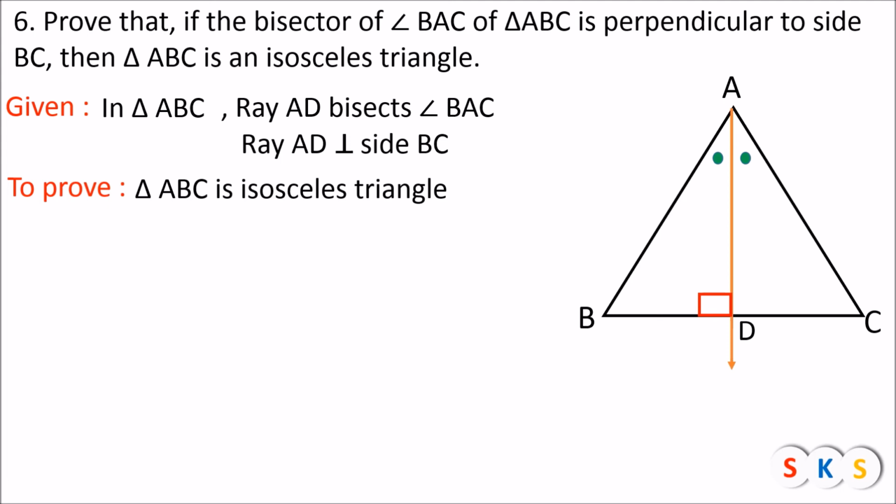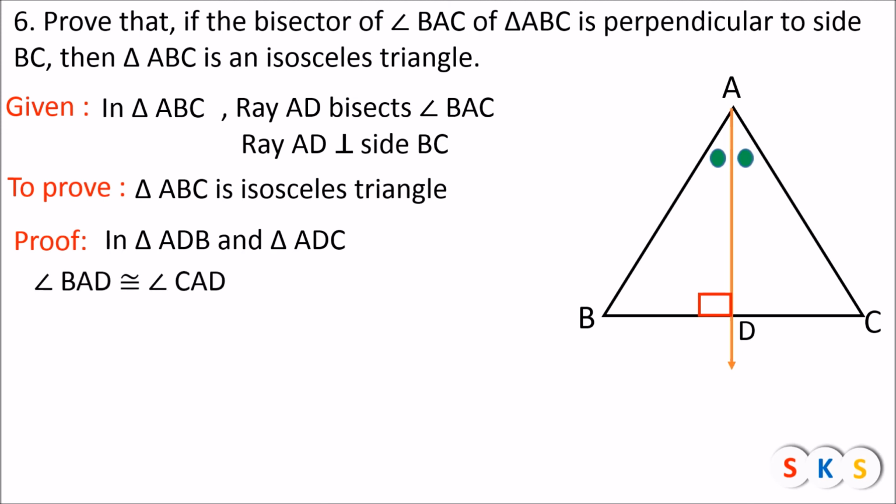Let's see the proof. Here we are going to prove triangle ADB and triangle ADC congruent. So in triangle ADB and triangle ADC, look at this figure. Angle BAD and angle CAD will be congruent, right? Angle BAD is congruent to angle CAD because ray AD bisects angle BAC. Why are these two angles equal? Because AD is the bisector of angle BAC. It's given.